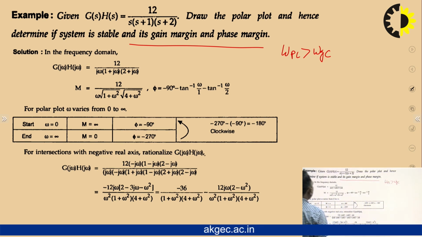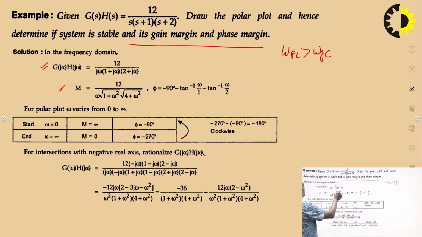So what we will do is put s equals j omega in this particular equation. So it is 12 by j omega times (1 plus j omega) into (2 plus j omega). Now we will calculate the magnitude, which is 12 upon omega, under root 1 plus omega square, under root 4 plus omega square, and the phase angle is nothing but, corresponding to this, 0 degree minus 90 degree minus tan inverse omega by 1 minus tan inverse omega by 2.